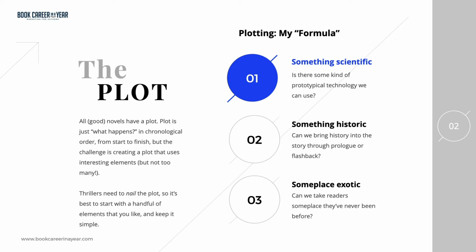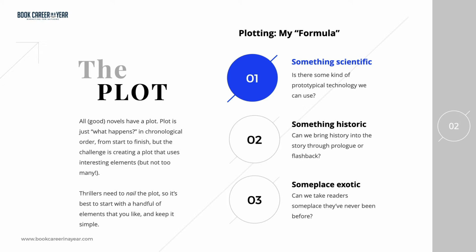The second thing I want to give is something historic. I want to bring in either a prologue, a hook that's a prologue at the beginning of the book structurally, or even flashbacks throughout the book. We can do all these sorts of things. We can literally bring the history into our story better. But it doesn't have to be a flashback or a prologue. It can literally be set today.